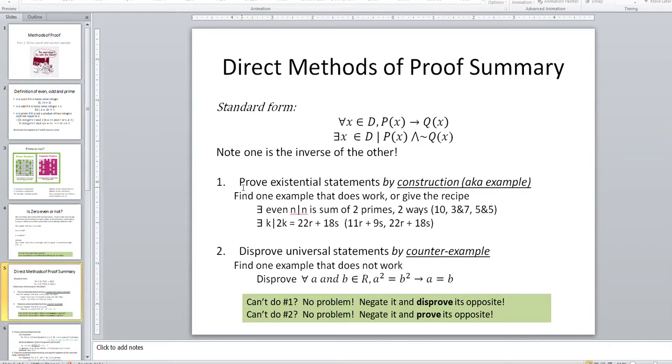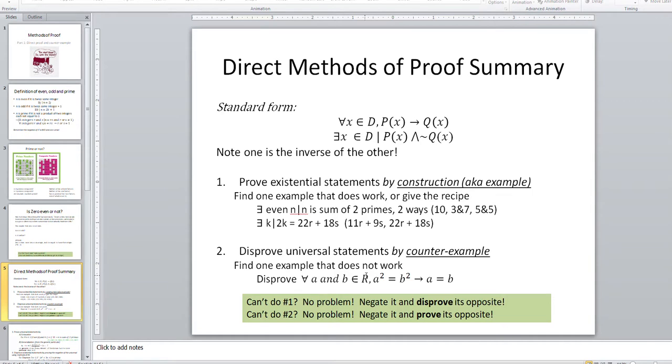We prove an existential statement just by finding an example. They call it the method of construction in your textbook, but it's really just finding an example. And vice versa, we disprove a universal statement by finding a counterexample, or showing that there's one case where it doesn't work. So to prove an existential, we find one example that does work. To disprove a universal, we find one example that doesn't work. Hopefully you'll agree that's kind of easy to keep straight.